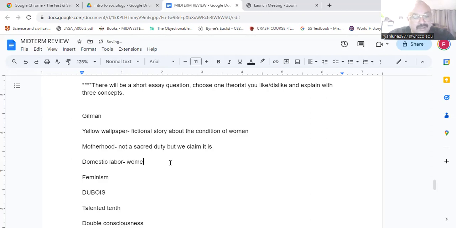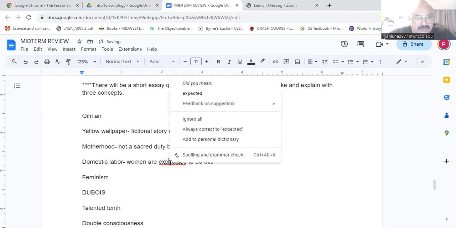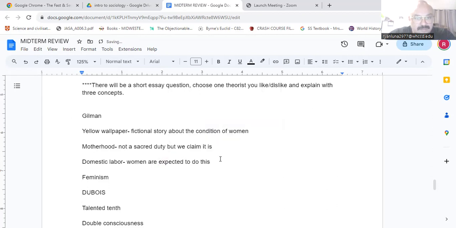Domestic labor. Women are expected to do this. Wage, no wage. Kitchen. Taking care of all the duties at home. There's no compensation, right? The mom, the wife isn't the husband's business partner, right?